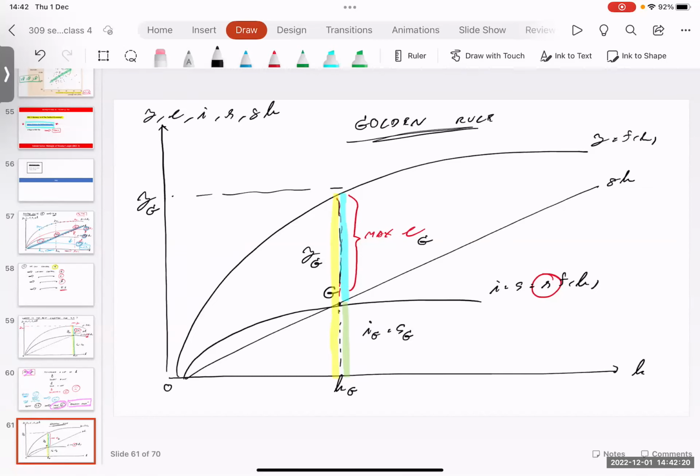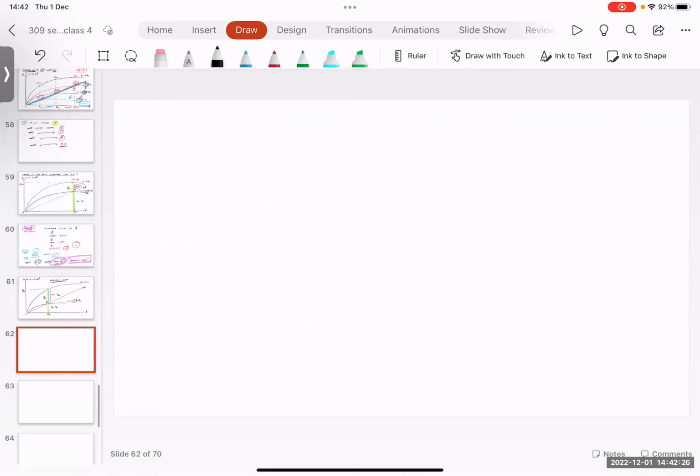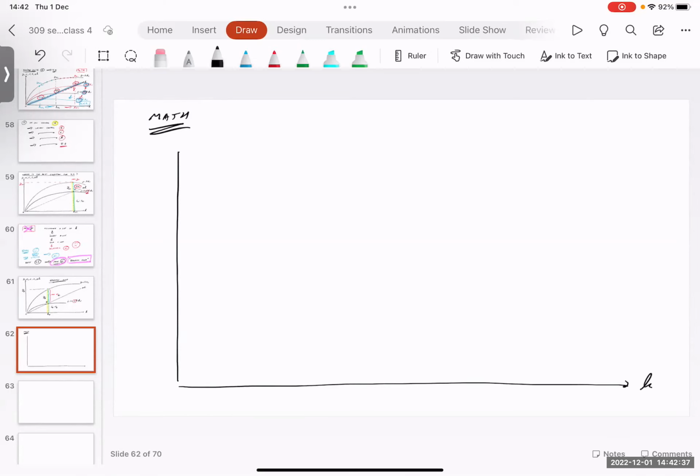So how can we find the golden rule point? By using mathematics. Okay, how are we going to find the golden rule point? By using mathematics. Let's draw the graph again. This is small k, O, small y, small c, small i, small s, and delta small k.